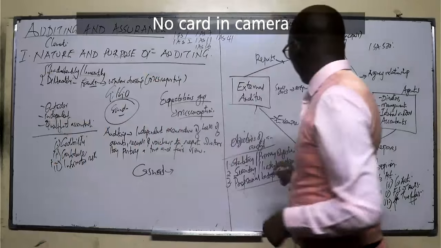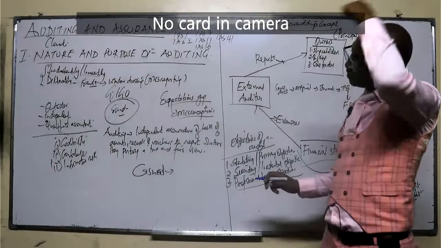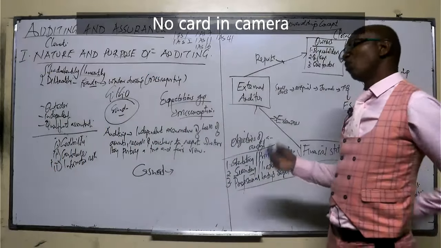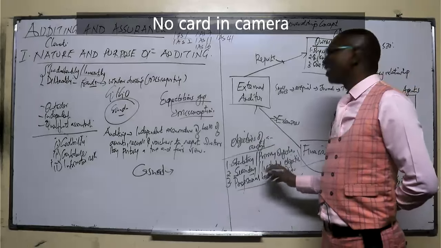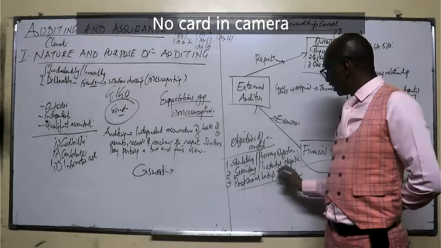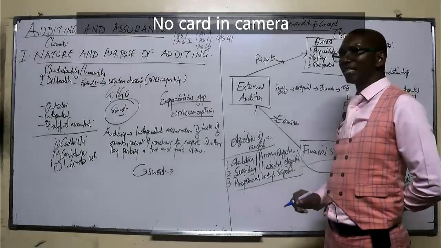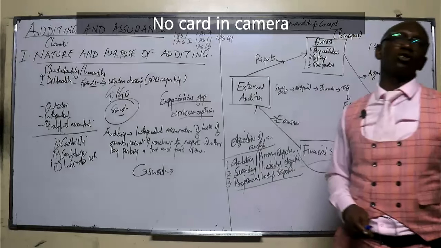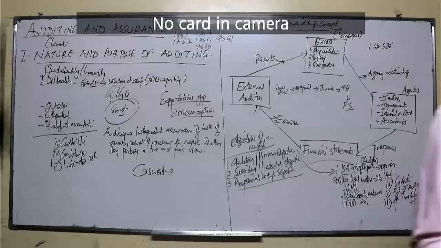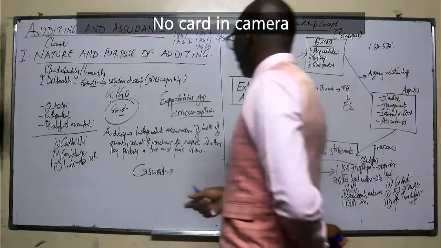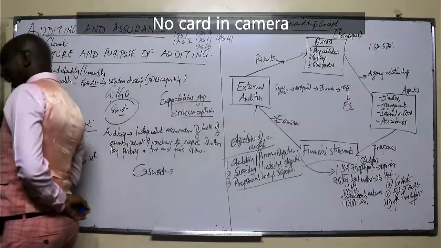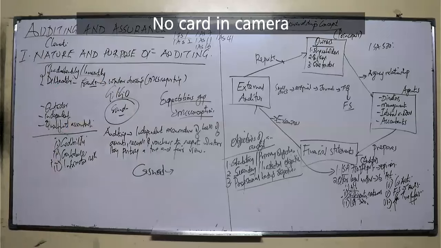What about secondary objectives? Secondary objectives, we say, are not required by law. They are just incidental. They are not compulsory. The law does not require us to perform them, but they are desirable. If you achieve them, then well and good. But if you don't, it's not a crime. It's not an offense because it's not a requirement of law.